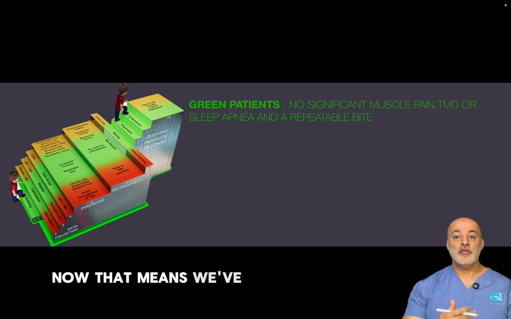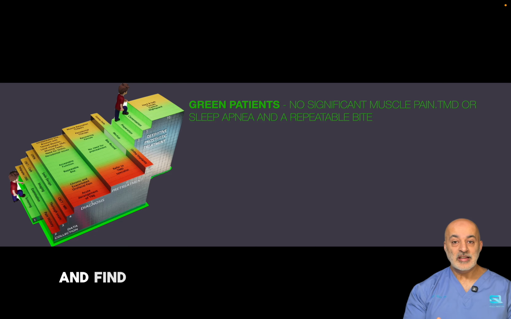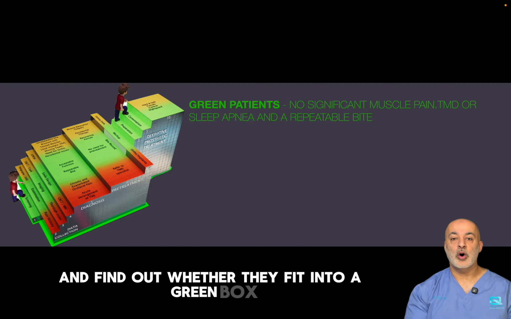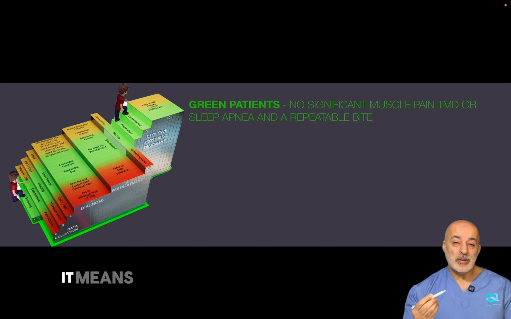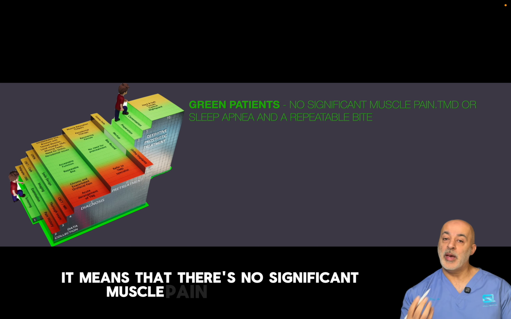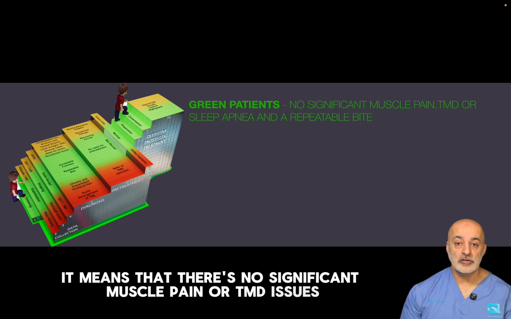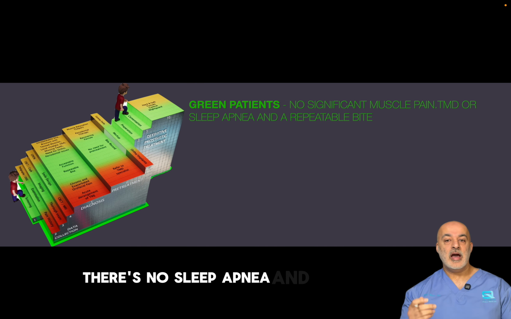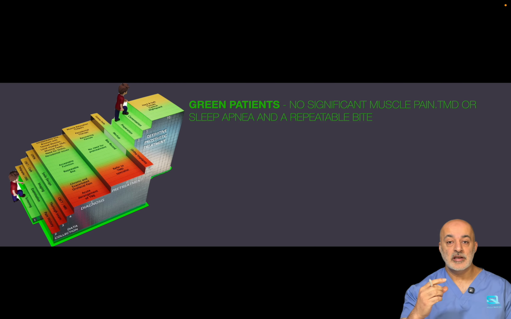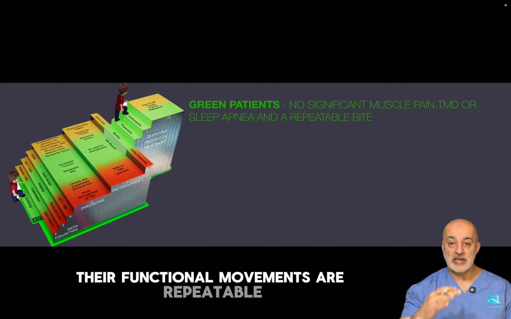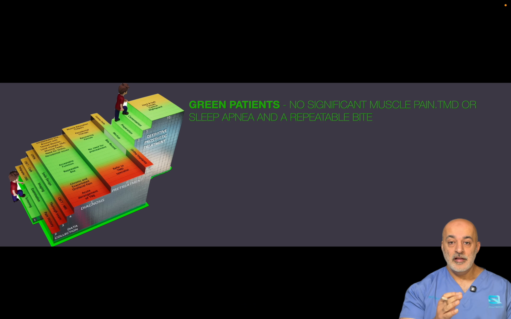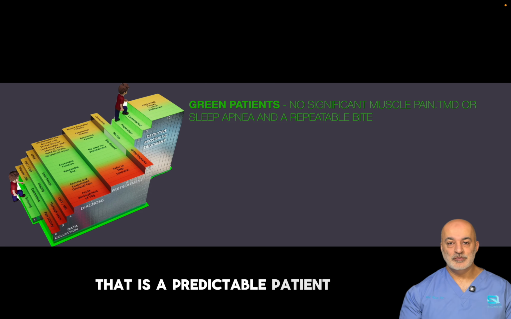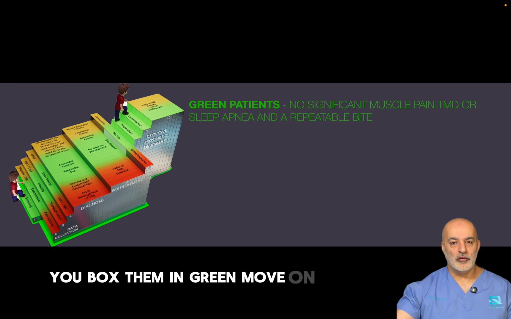Now, that means we've got to be able to screen our patients and find out whether they fit into a green box. Now, what does green mean? Well, if we look at this in a bit more detail, it means that there's no significant muscle pain or TMD issues. There's no sleep apnea, and the occlusion or the bite, their functional movements are repeatable. So both their static and dynamic movements are repeatable. That is a predictable patient. You box them in green, move on to the next step.